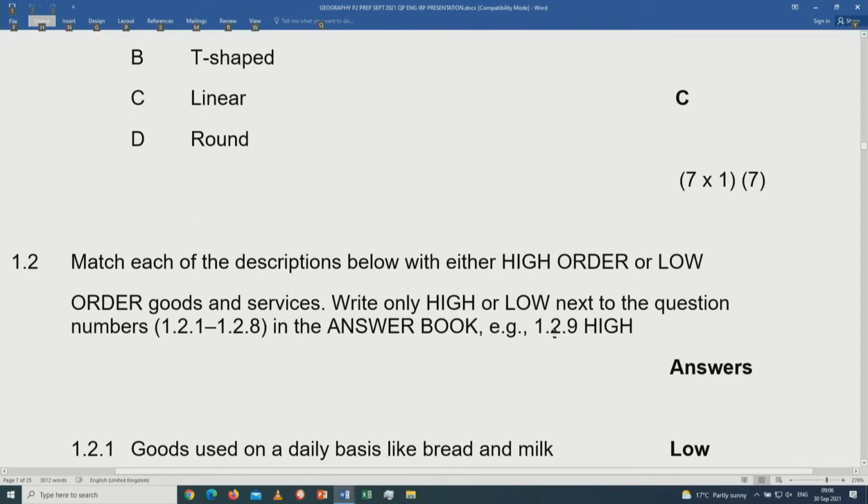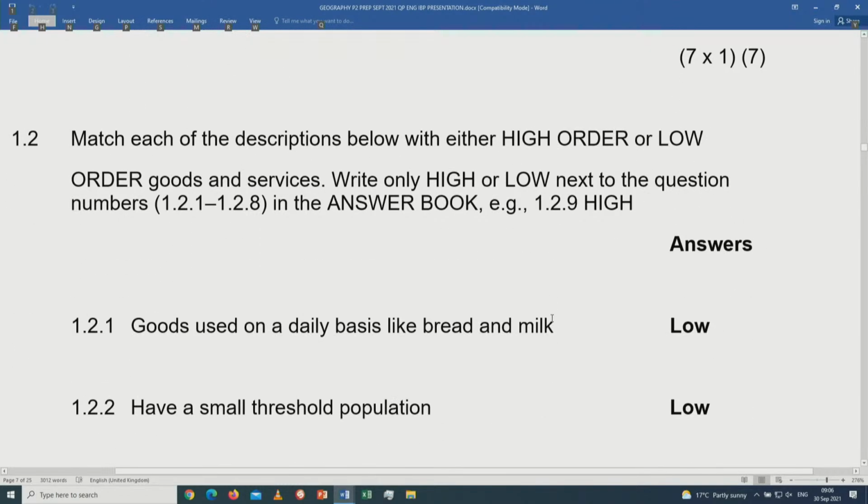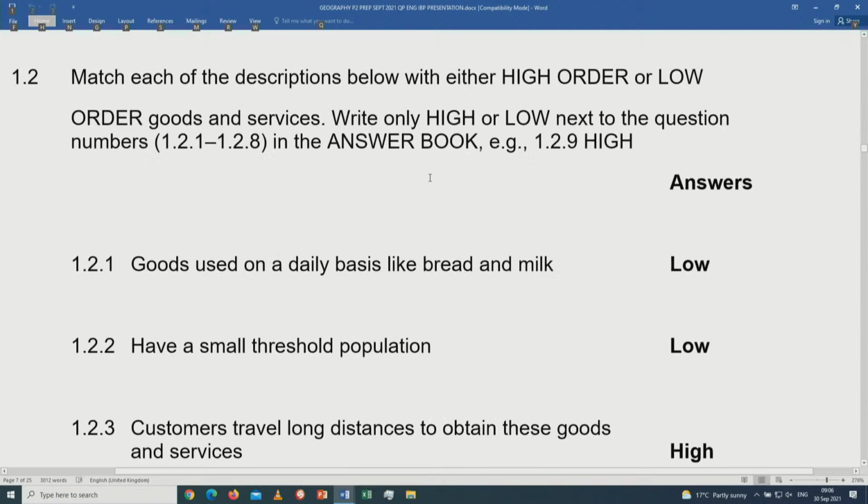Okay. Now coming to the next question, very simple and straightforward, I think. I have compiled it in such a way that you see answers are found alongside the question. Learners were supposed to match each of the descriptions below with either high order or low order goods and services. So they were supposed to write only high or low next to the question numbers in their answer book.